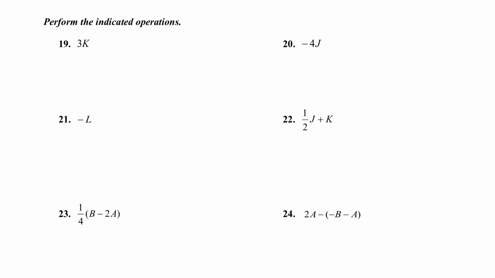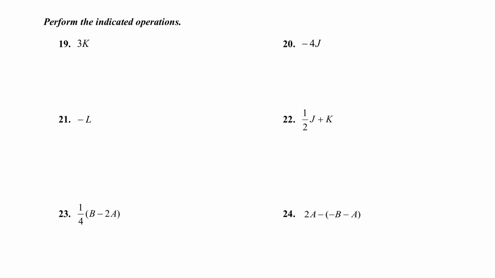Okay, let's talk strategy real quick on 23. 23 wants you to do 1/4 of B minus 2A. So it's up to you how you do the order on this, but if it was me, I would probably figure out what negative 2A is, and then I would do B minus, I guess really it'd be B plus negative 2A, and then I would take 1/4 of that.